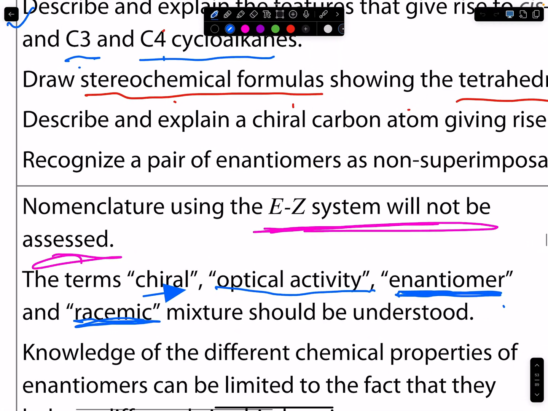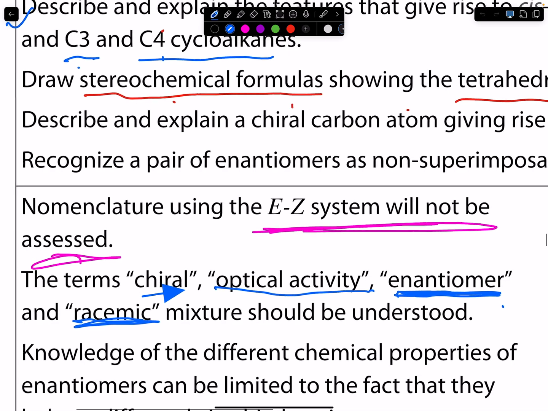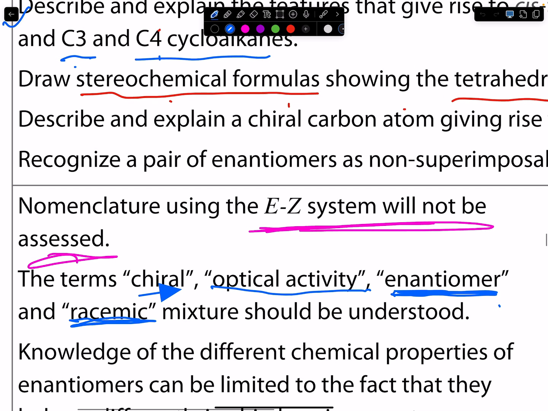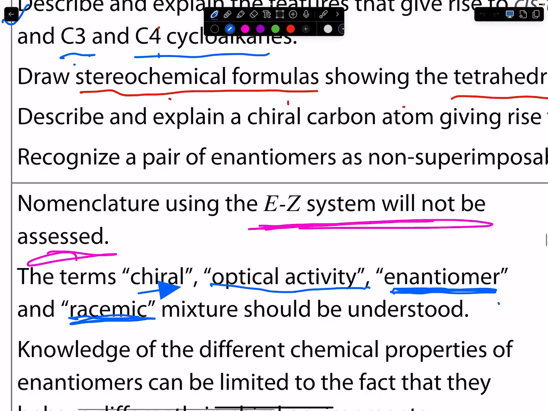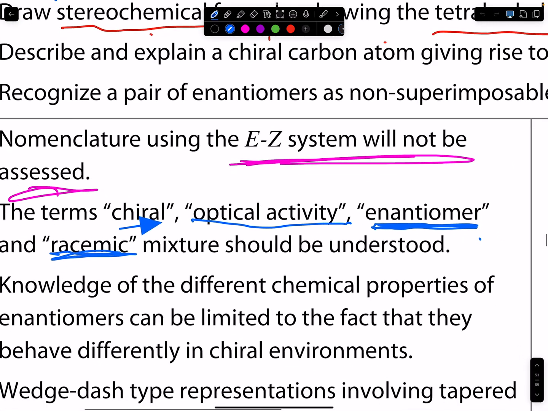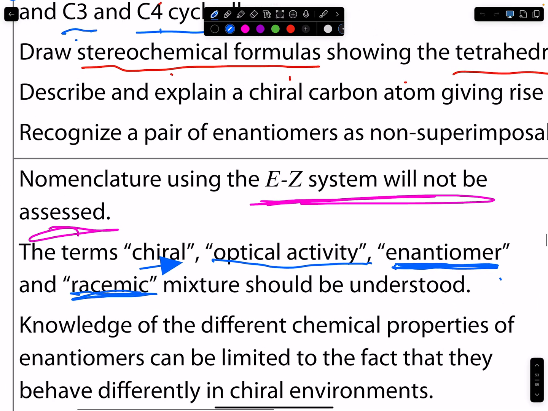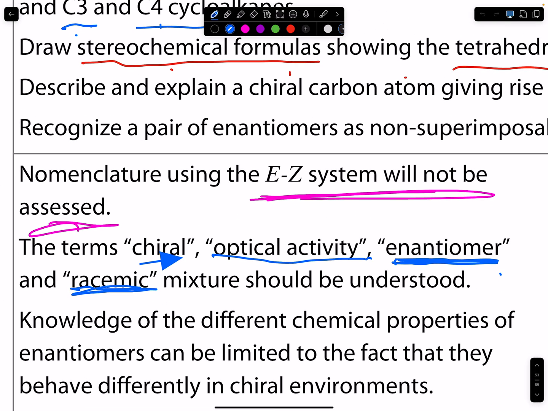The term chiral: an sp3 carbon bonded to 4 differing groups. Optical activity is defined as the ability to rotate the plane of polarized light. Enantiomers are non-superimposable mirror images of each other. And lastly, a racemic mixture is defined as 50-50 of each enantiomer. Are you all clear?